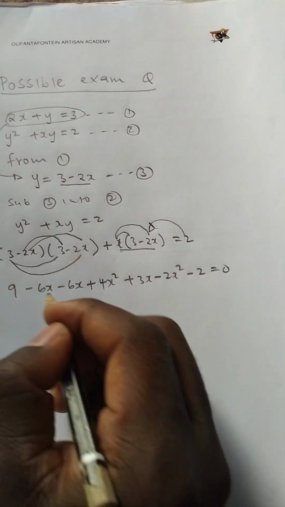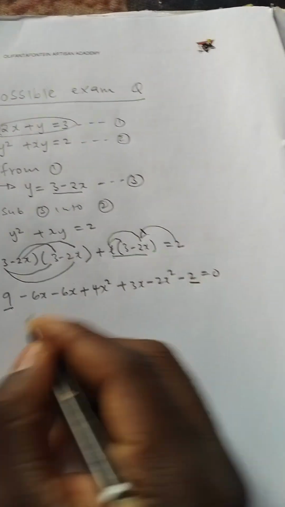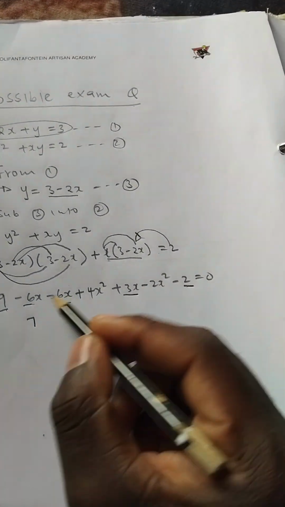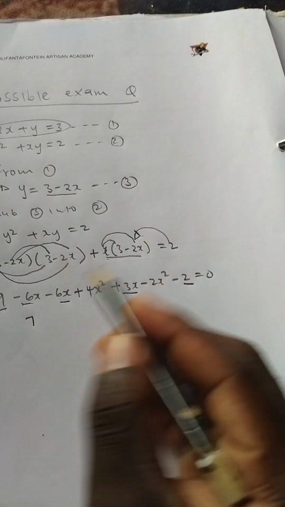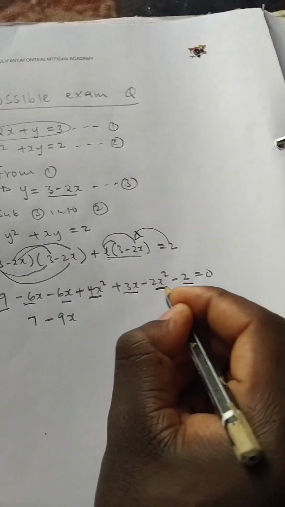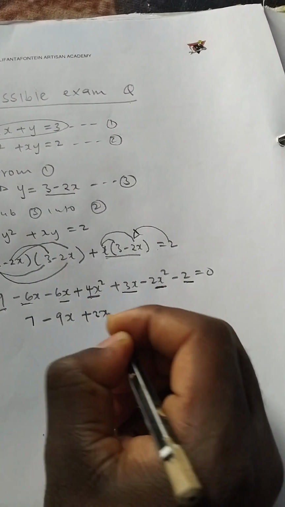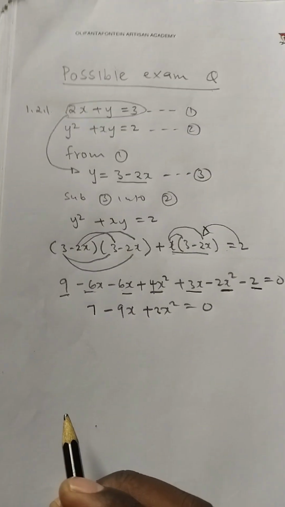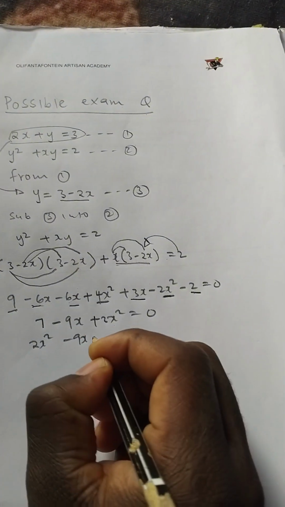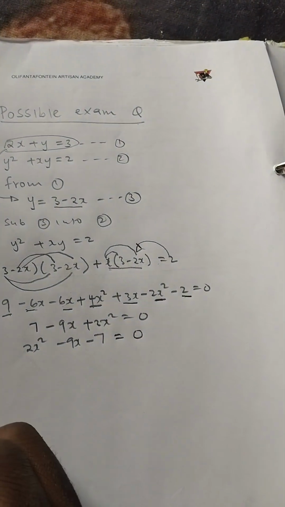Now we're taking the common terms. This and this are common, so 9 minus 2 is 7. This and this and this are common: negative 12 plus 3 is negative 9x. This and this, 4 minus 2 is positive 2x squared, equal to 0. Hope you're still following, guys. So you can put it in standard form, 2x squared minus 9x plus 7 is equal to 0.